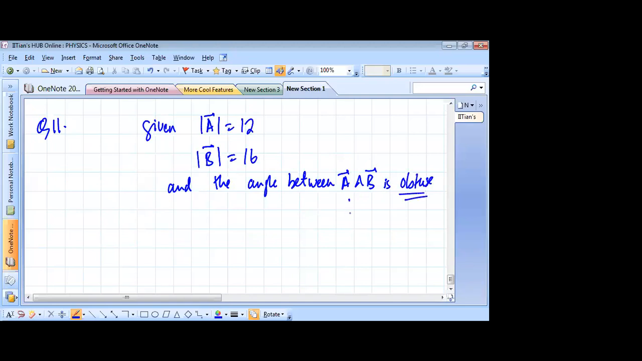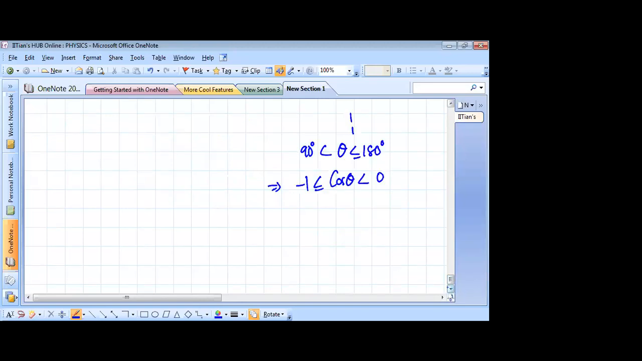So obtuse means whatever the angle is between them, it is greater than 90, less than or equal to 180. So what does that mean? That cos theta is less than 0, greater than or equal to minus 1. Cos theta can't be 0 also. So therefore you can immediately see that magnitude of A plus B will become less than root of A square plus B square, because it can't be this, okay, but greater than or equal to the difference of A.